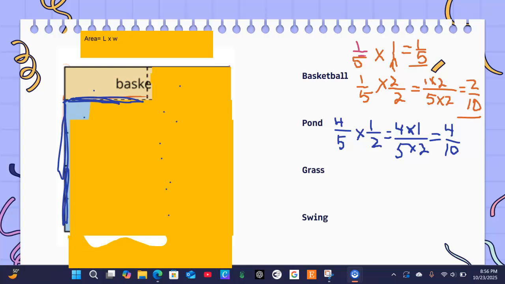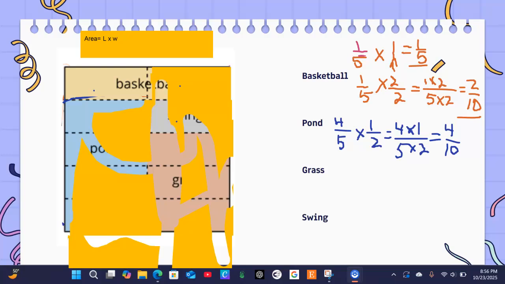Now, did you see how I almost made a mistake? If you don't come up with the correct amount for the numerator, then more than likely you did something wrong. Either you didn't count the total amount of boxes or you didn't write the correct expression. They should match. Okay. Now let's go ahead and calculate for our grass.